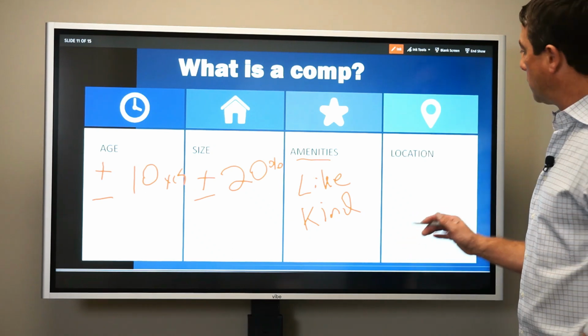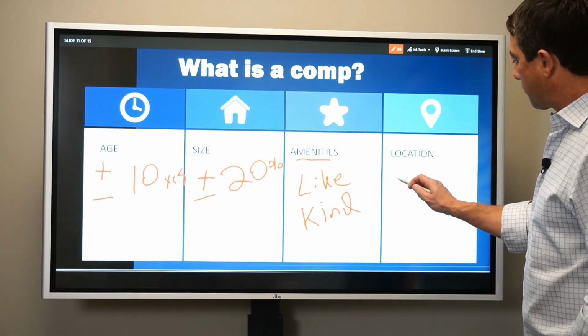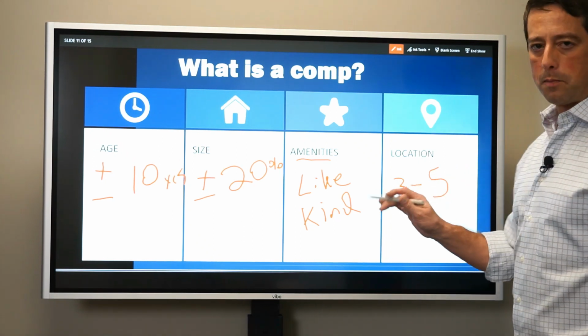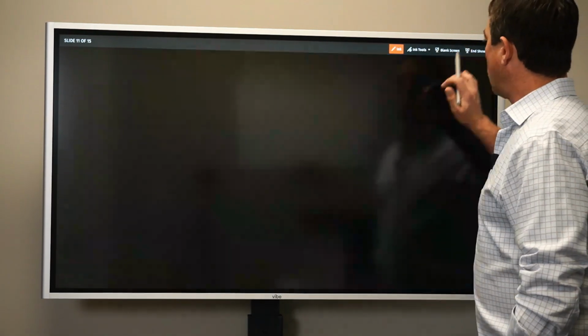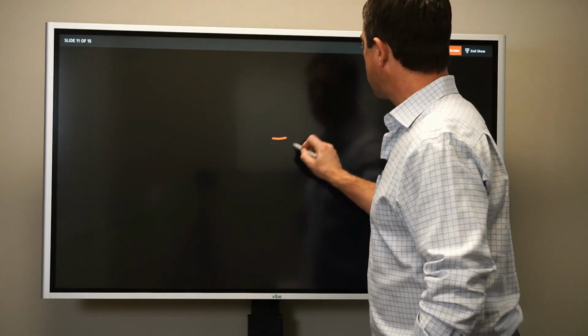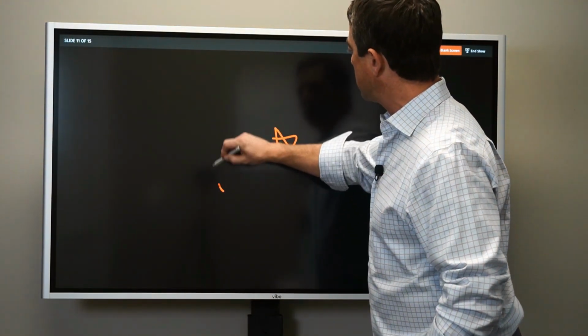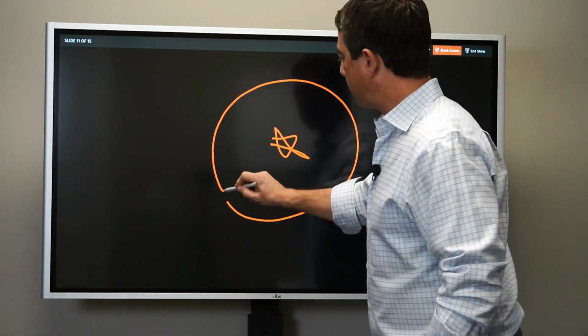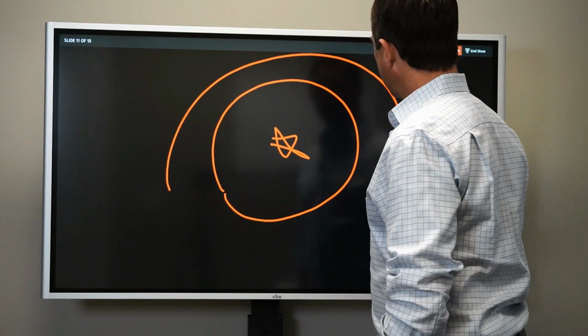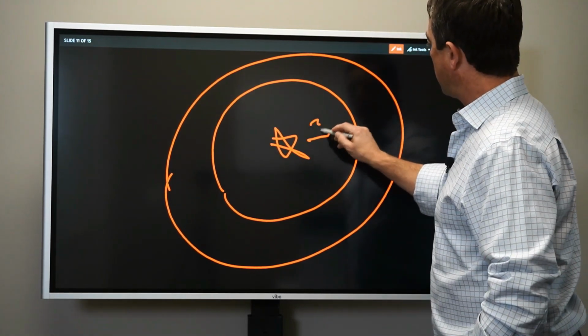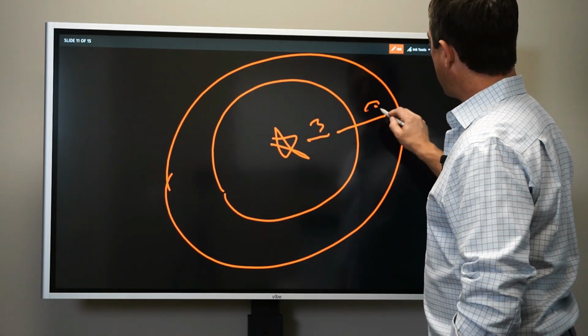Location, that's the final one. All right, here you want to be in a 3 to 5 mile radius around your property. So what I'm saying here is, if this is our subject property here, you want to look at all the properties in maybe a 3 to 5 mile radius around that property, like this. This could be your 3 mile, and this could be out to your 5 mile here.